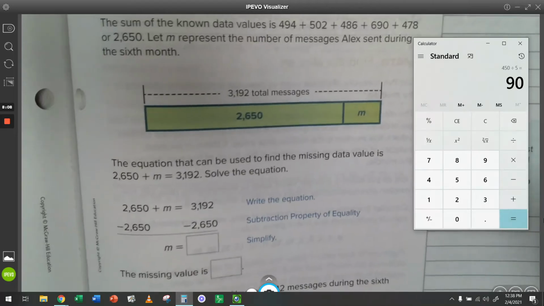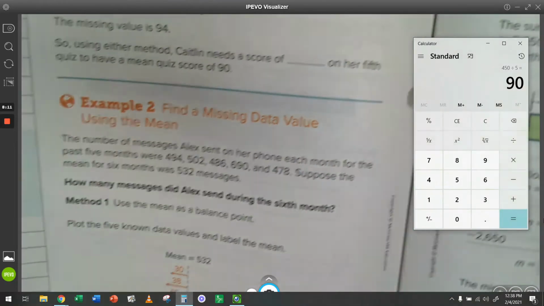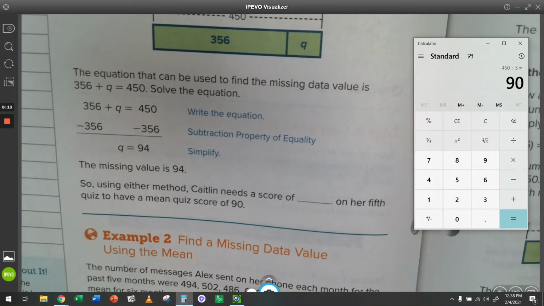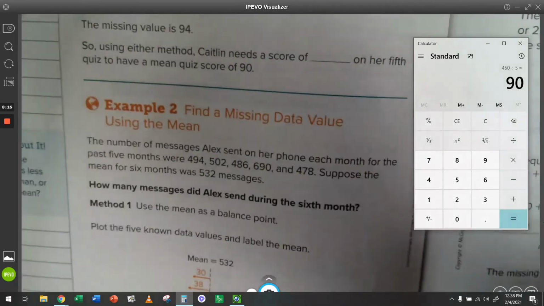So, let's go ahead and practice this on example, or let's see. Oh, I guess we don't even have a check. There we go. Let's keep going then.